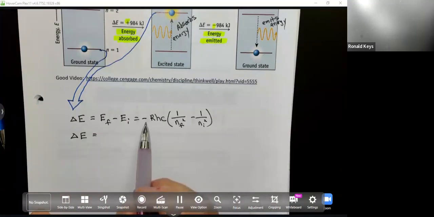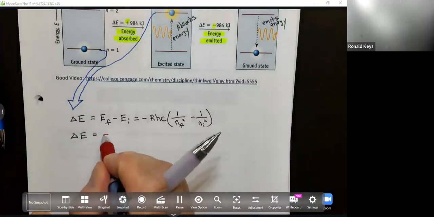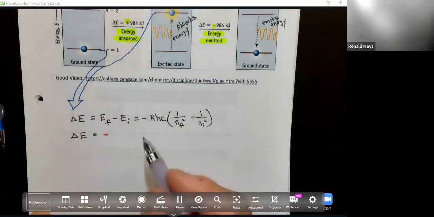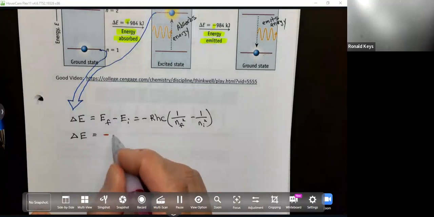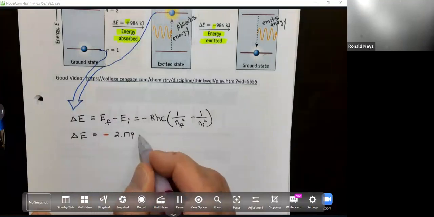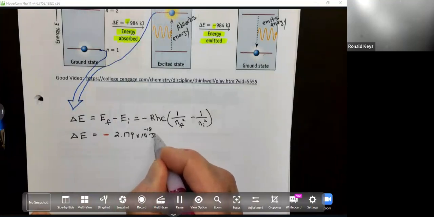All right, we've got a minus RHC. And that RHC, this part right here, is simply 2.179 times 10 to the minus 18 joules.